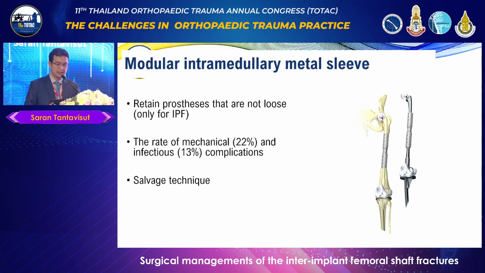The modular intramedullary metal sleeve, this is only for interprosthetic fracture, but I just want to show you that we have this kind of implant too. In case you have a stable hip and knee, but you have a compromised intermediate segment, you can use this sleeve to connect both implants together. The result is just okay, not very good, but it's a salvage technique.